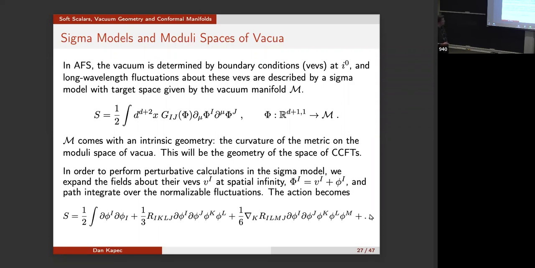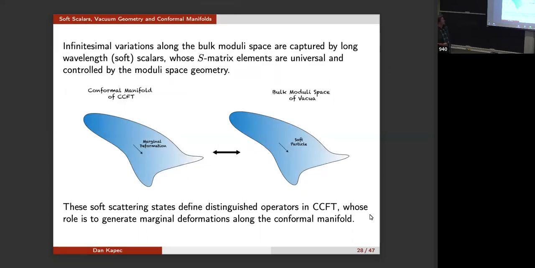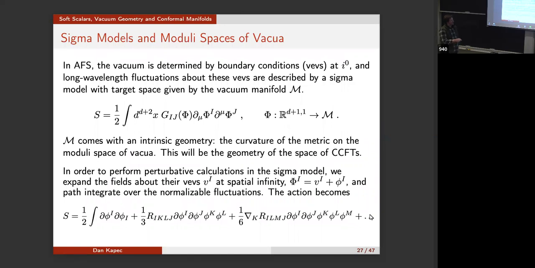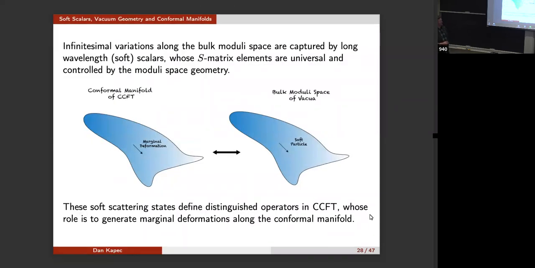Okay. So when you actually try to do perturbative calculations in this model, you expand all the fields about their VEVs, and then you integrate over the normalizable fluctuations. When you do that, you can express the action in terms of the curvature invariants of the model. Now, infinitesimal variations along the bulk moduli space are really just captured by long wavelength scalars, because if I do this expansion and then take the wavelength of this mode to be very long, that's equivalently just like shifting this VEV, which I fixed at the boundary. So the zero mode of the normalizable fluctuation is really just like infinitesimally shifting the boundary condition, right? Which means that if you want to move around in the bulk moduli space of vacua, you just excite soft scalar degrees of freedom. Okay, so that's the right-hand side of this picture. You want to move around in the space.